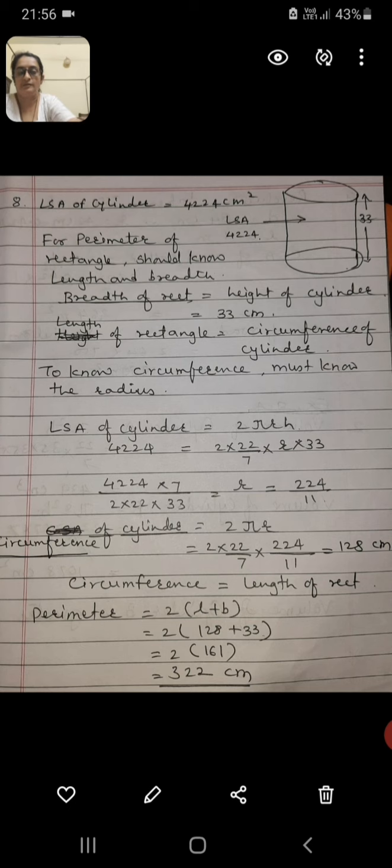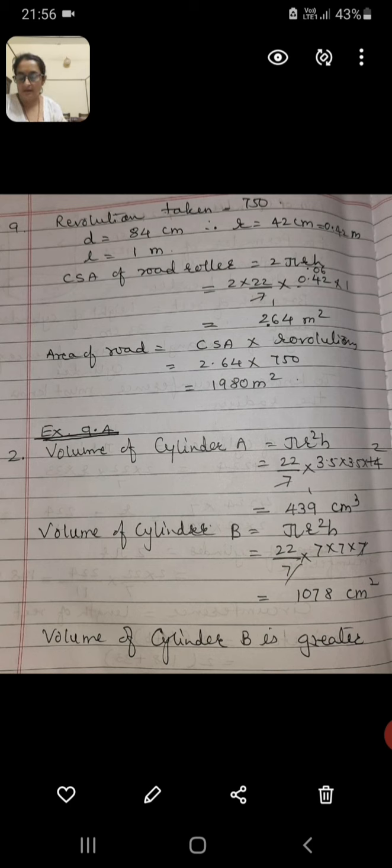Next is the ninth one: a road roller takes 750 complete revolutions to move once over to level a road. Find the area of the road if the diameter of the road roller is 84 centimeter and its length is 1 meter. Now, to level a particular road, the road roller has taken 750 revolutions. The diameter of that road roller is given, that is 84 centimeter.